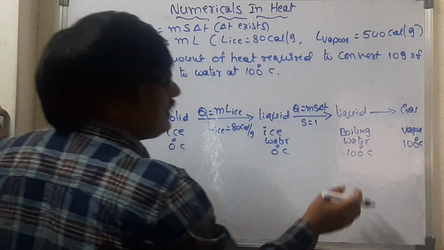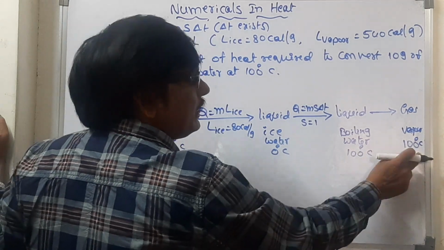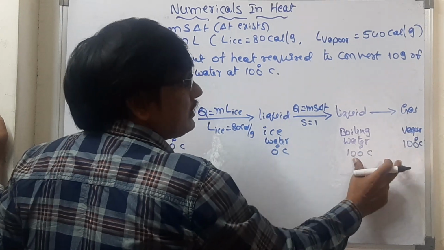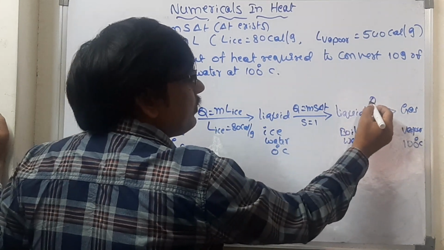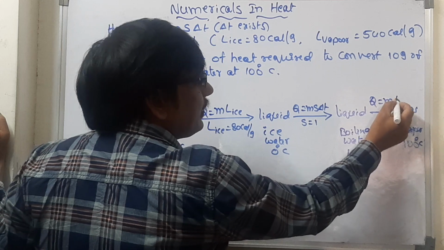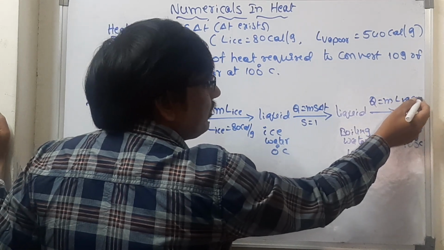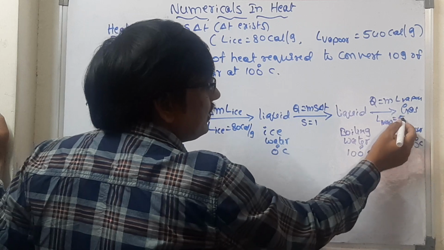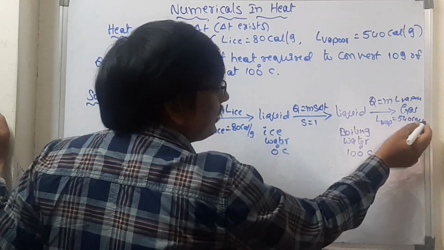And again, when converting at the same temperature, 100 to 100 only, the state is changing but the temperature remains the same. In such a case, what formula will apply? Q is equal to ML vapor. We can use ML vapor. How much is that L vapor? That is 540 calorie per gram, we can take.